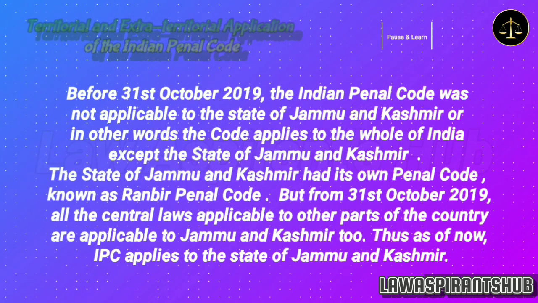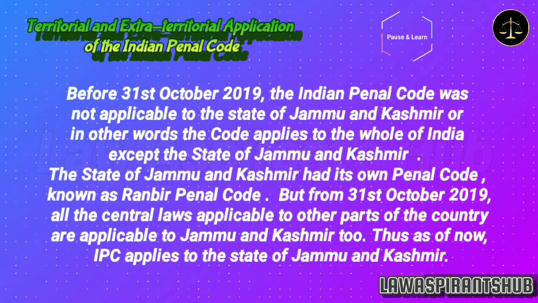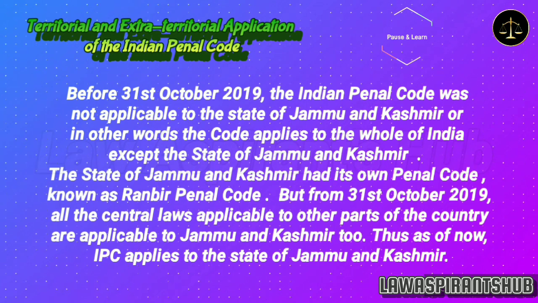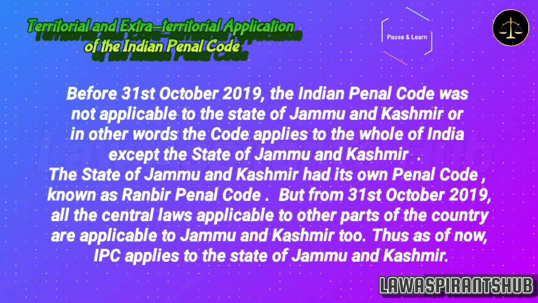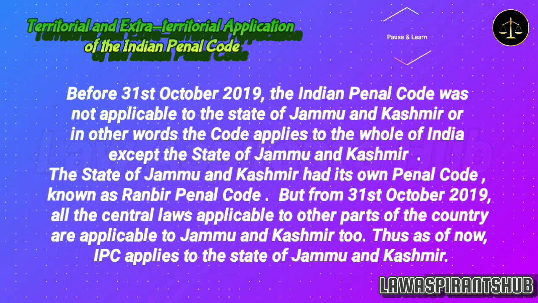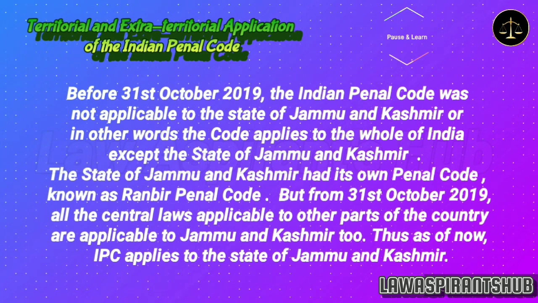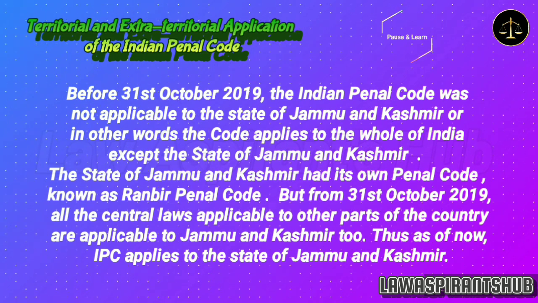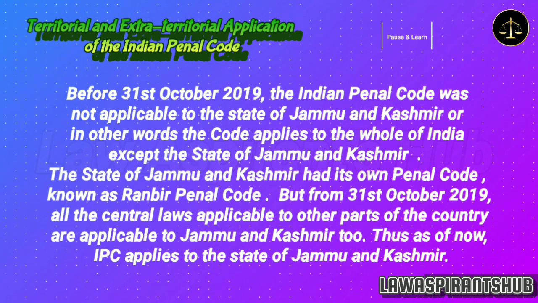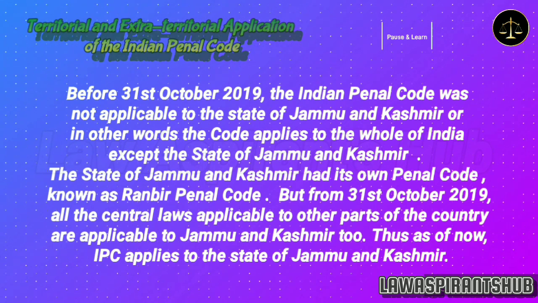Now, let's see the territorial application of the Code. Before the 31st of October 2019, the Indian Penal Code was not applicable to the state of Jammu and Kashmir, or in other words, the code applies to the whole of India except the state of Jammu and Kashmir. The state of Jammu and Kashmir had its own penal code, known as Ranbir Penal Code. But from the 31st of October 2019, all the central laws applicable to other parts of the country are applicable to Jammu and Kashmir too. Thus, as of now, IPC applies to the state of Jammu and Kashmir.